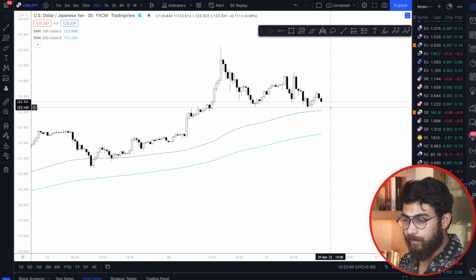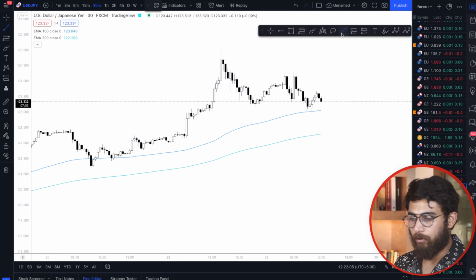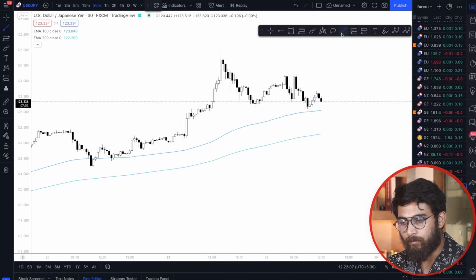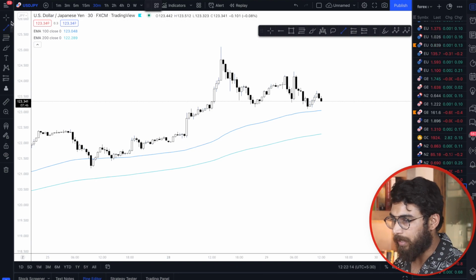So what you can do is go to the 30 minutes time frame and look for patterns or any setup that you use which provides you with buy entries, and only take buy entries in an uptrend. Now let me give you an example to show you.